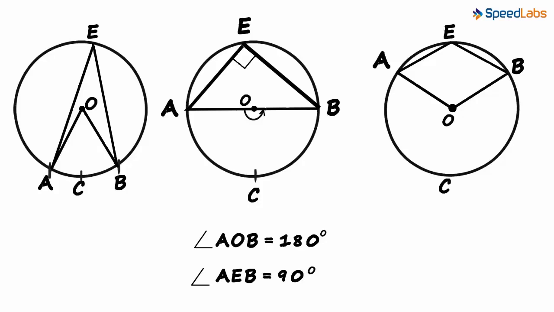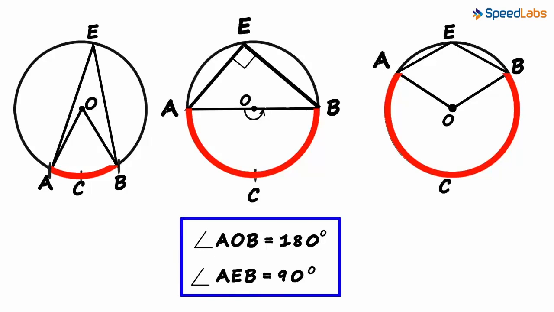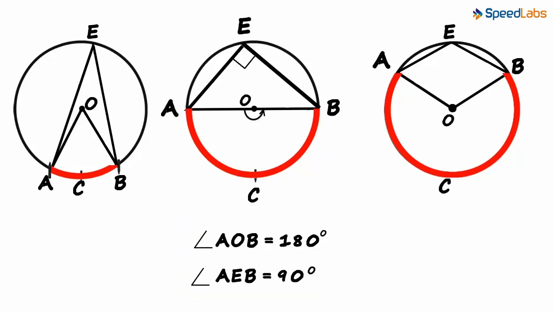These were the three cases we looked at in the previous video. In every case, we had to prove that angle AOB measures twice as much as angle AEB. In the first case, ACB was a minor arc. In the second case, it was a semicircular arc. And in the third case, it was a major arc. We proved the result for the second case. Let's try to prove it for the first and the third cases.